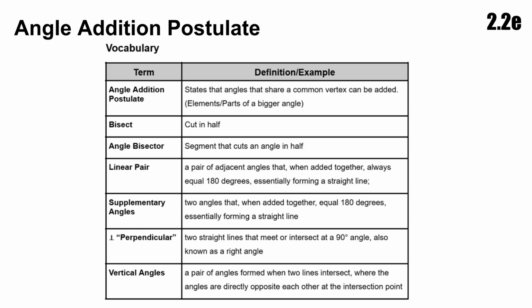Linear pairs are two adjacent angles on a straight line that are supplementary, therefore add to 180 degrees. Perpendicular lines are when two lines form right angles. Vertical angles are the angles formed by two intersecting straight lines.